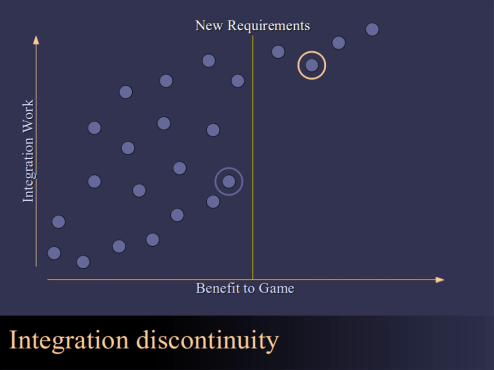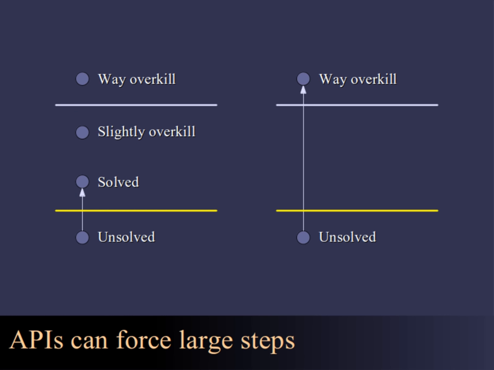So to summarize that, if the API has these little steps, and I want to meet this minimum bar of features that I've got to get for this next drop, I want to go from unsolved to solved. I just want to take a little step. I want to do whatever I feel is the minimum amount of work that I should generally have to do to get this thing in there.